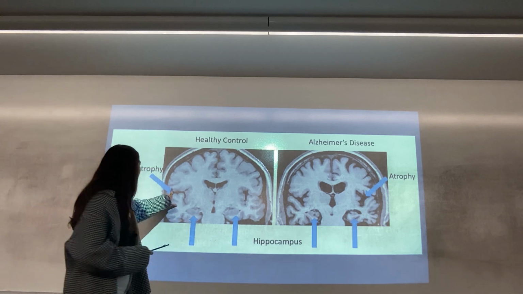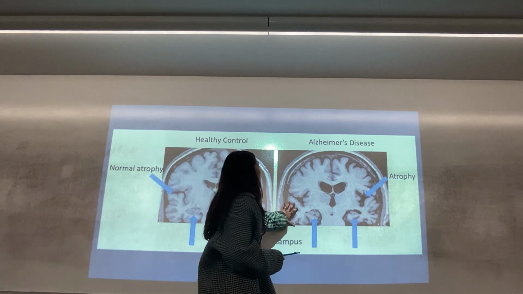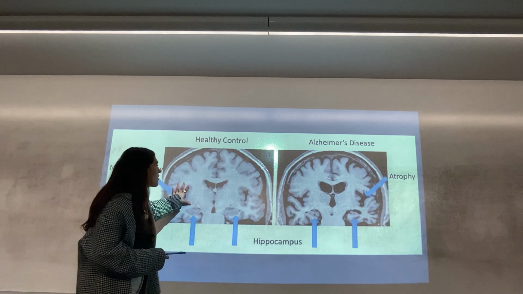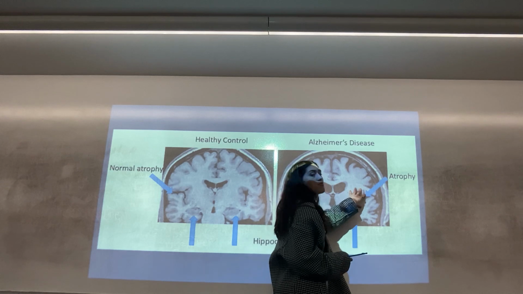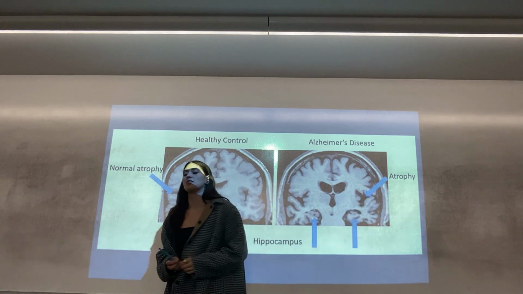Here we see a healthy brain versus an Alzheimer's brain. If you look in these regions that the arrows are pointing to, you see this massive amount of atrophy that this person is experiencing because of this disease.